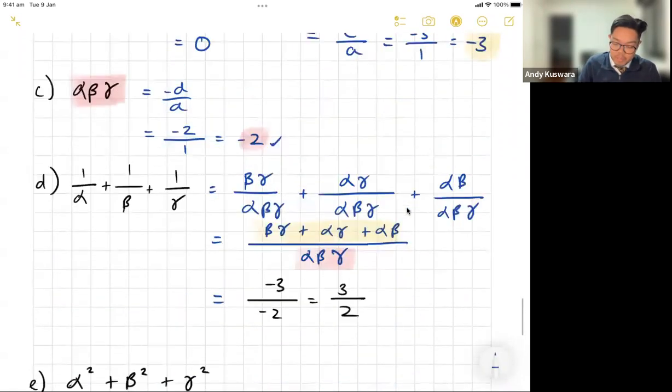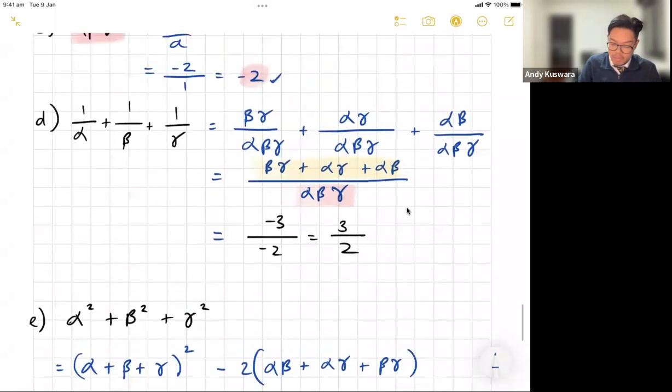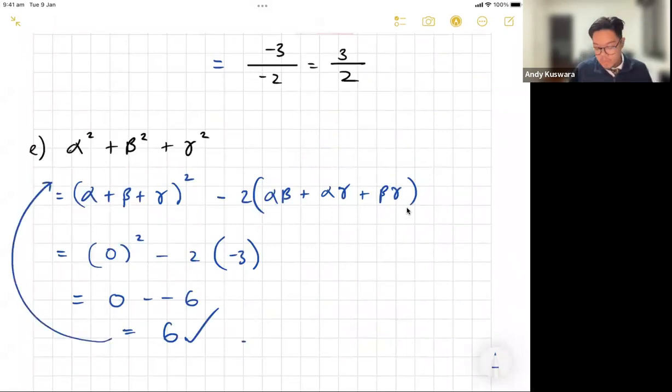So alpha plus beta plus gamma is going to be 0. It's going to be 0 squared, take away two lots of alpha beta, and that one there is going to be two lots of minus 3. So in this case, it's just going to be 0 minus minus 6, which just gives me positive 6. And so that's what alpha squared plus beta squared plus gamma squared equals. That's a nice, quiet number for it.